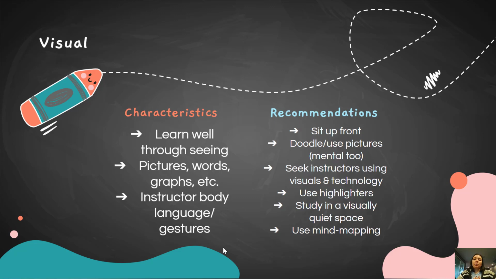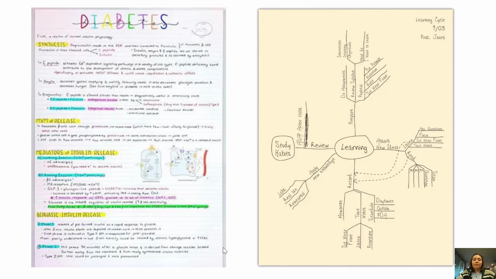Try to study in a visually quiet space. So, don't be in a room that has a lot of visual distractions. Maybe kind of bare walls, things like that. And then for your note taking, you can use something like mind mapping, and I'll show you guys a few examples of note taking for visual learners and what that might look like.